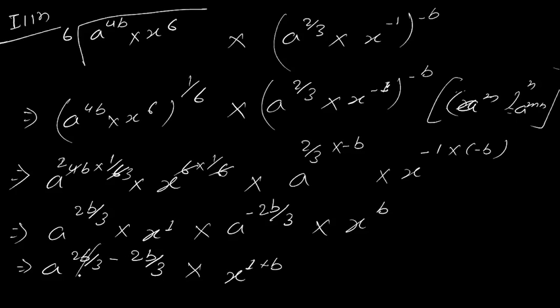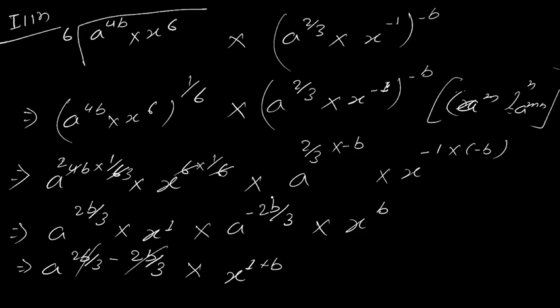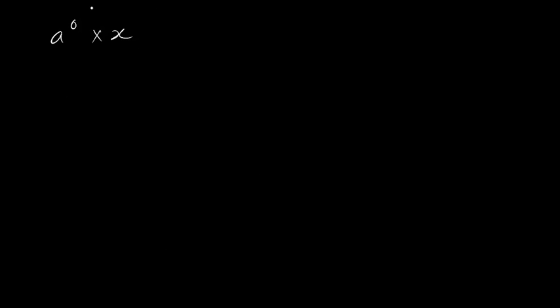Now this is anyway gone, plus and minus, so a to the power 0 multiplied by x to the power 1 plus b, that is equal to 1 multiplied by x to the power 1 plus b, that is x to the power 1 plus b. Okay, this is the answer.